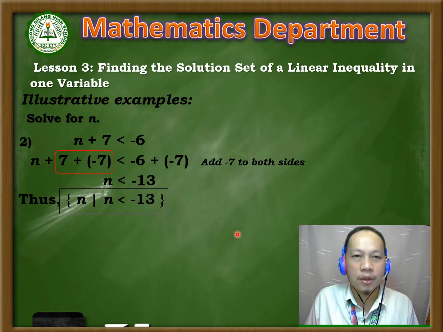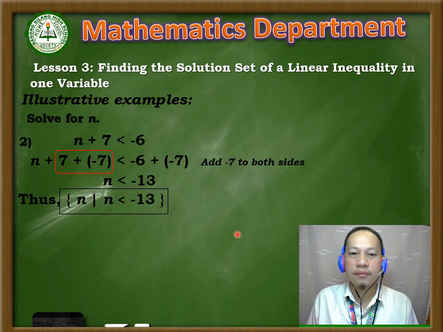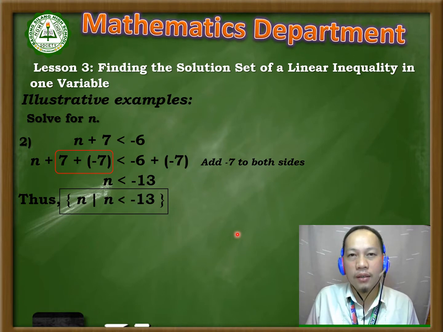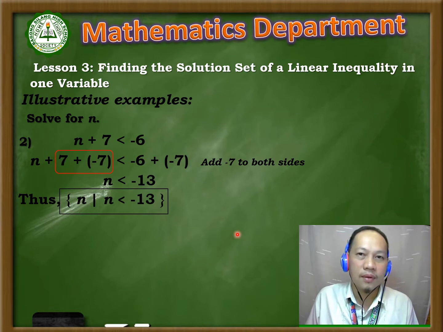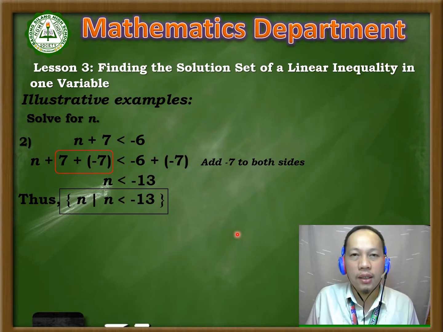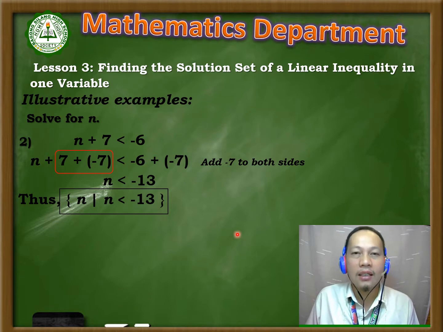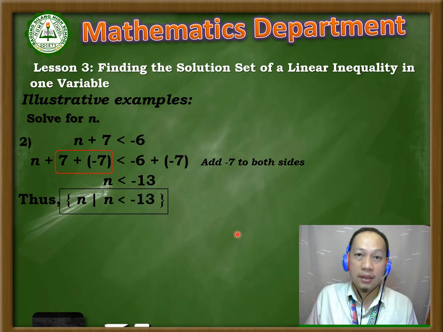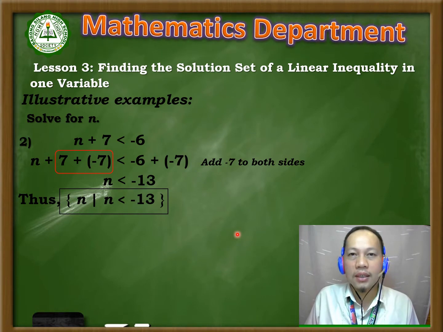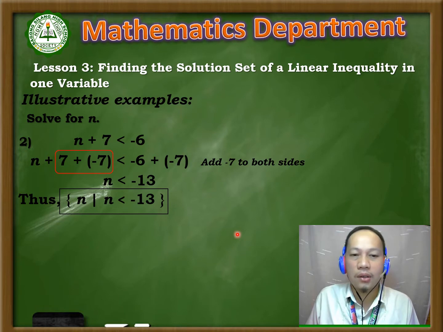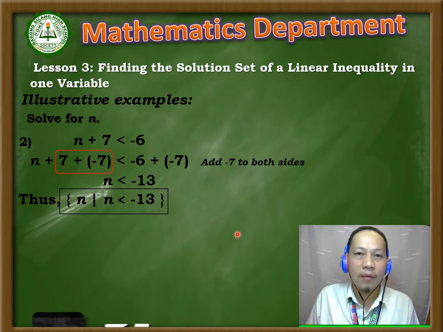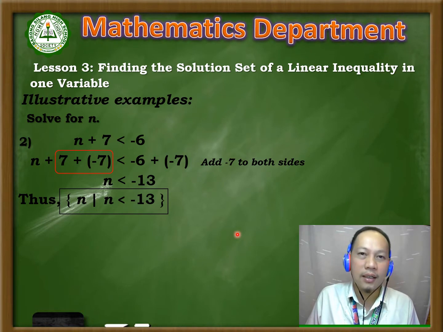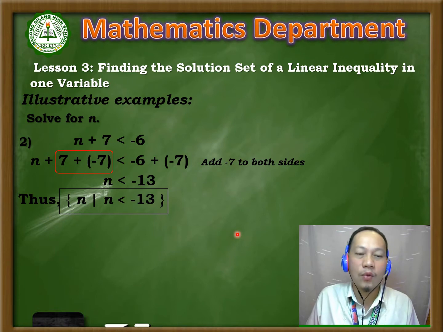So what are the possible values of n? Yes, those lesser than negative 13. And what are they? Correct. That's negative 14, negative 15, negative 16, to negative infinity. But take note, decimals are also included in the set of solutions, like negative 13.1, negative 13.2. Those are also solutions of that inequality.